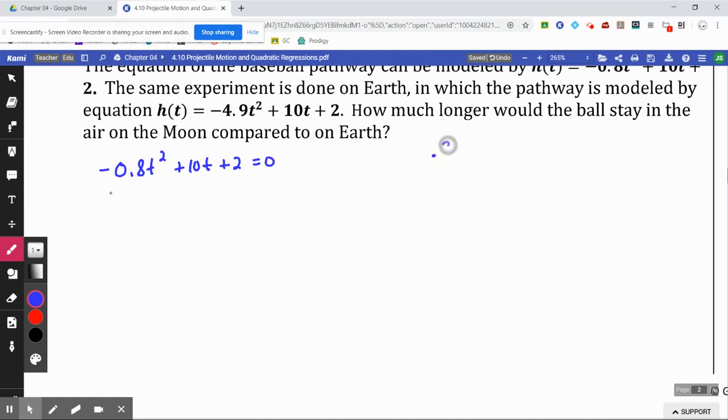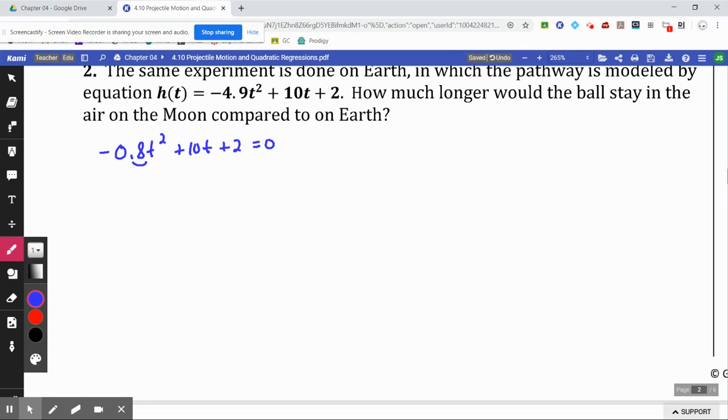Remember back in elementary school, if you had like 0.35 and you needed to multiply by 10, you could just move your decimal over, and to multiply by 100, move it over again? If you want to get rid of this decimal and not have to work with decimals, take your whole equation and multiply everything by 10. That's going to move this decimal over. It's going to change it for all of it, but that's fine. Then you get rid of that decimal. That's going to be negative 8t squared plus 100t plus 20 is equal to, multiply the 0 by 10 as well, 0. And that looks a whole lot better.